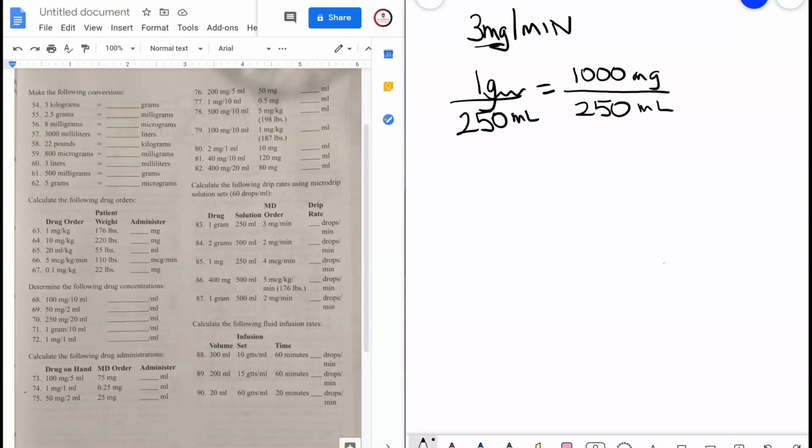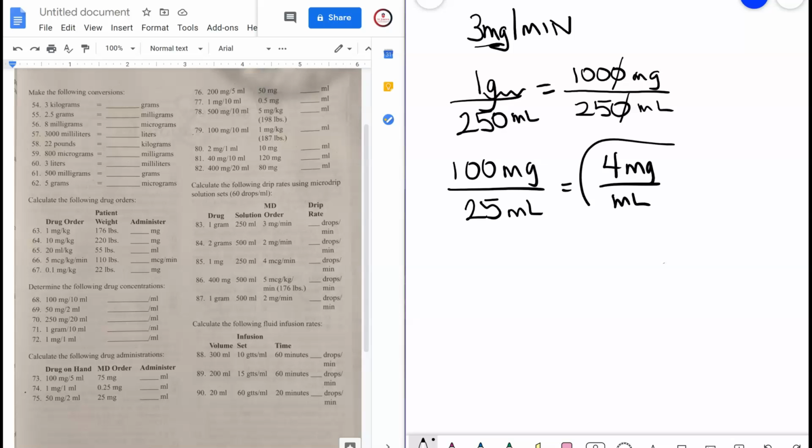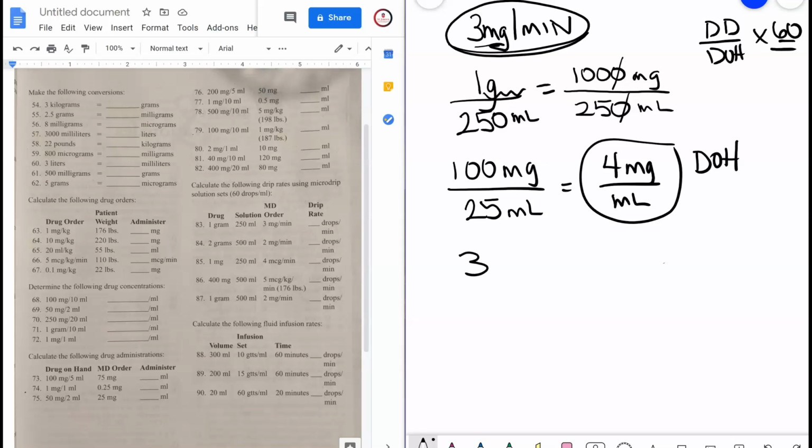So first things first, let's simplify. So we have 100 milligrams in 25 ml. This should look relatively familiar. This means that it is 4 milligrams per ml. This is your dose on hand. So you want desired dose over dose on hand times our drip set, which was 60. So here's our desired dose. So 3 over 4 times 60 over 1.